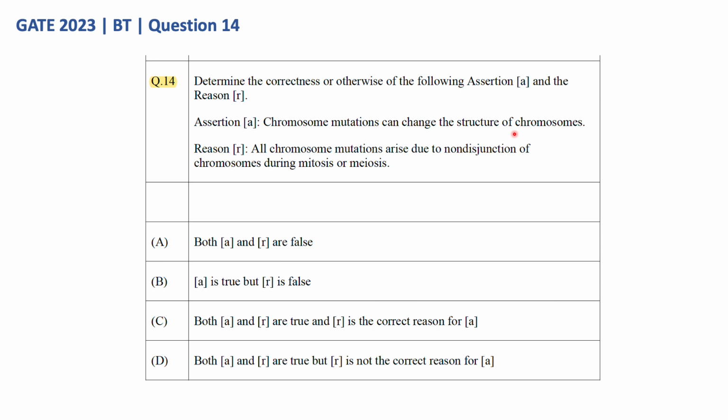And the given reason: all chromosome mutations arise due to non-disjunction of chromosomes during mitosis and meiosis. This statement in itself is not true. It is false because non-disjunction is one of the reasons that lead to such chromosomal abnormalities like polyploidy and aneuploidy. Whereas there are several other reasons that can also contribute to chromosomal mutations, such as environmental factors like mutagens, faults in the DNA repair mechanism, point mutations and so on. So the reason statement itself is false. The correct answer to this question would be option B, where A is true but R is false.